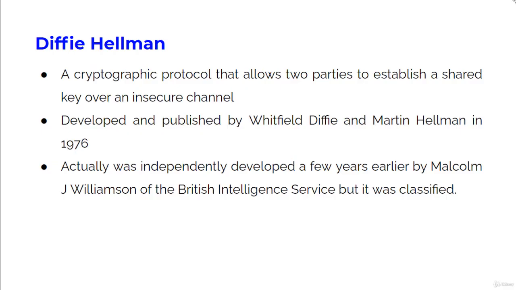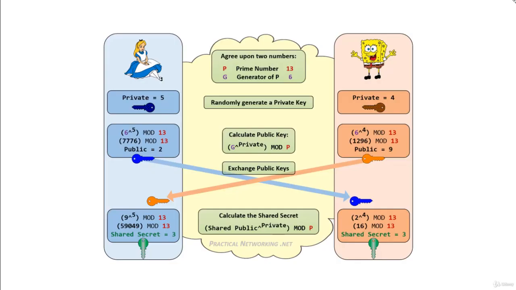Actually, Diffie-Hellman was independently developed a few years earlier by Malcolm J. Williamson of the British Intelligence Service, but it was classified. Diffie-Hellman is a way for two parties to securely generate a key for them to encrypt data in a subsequent conversation. It works like this. Let Alice and Bob be two people who want to have an encrypted chat. Alice and Bob are on separate islands. Alice is trying to send a box of gold to Bob. They do not want evil Trudy to be able to take the gold.